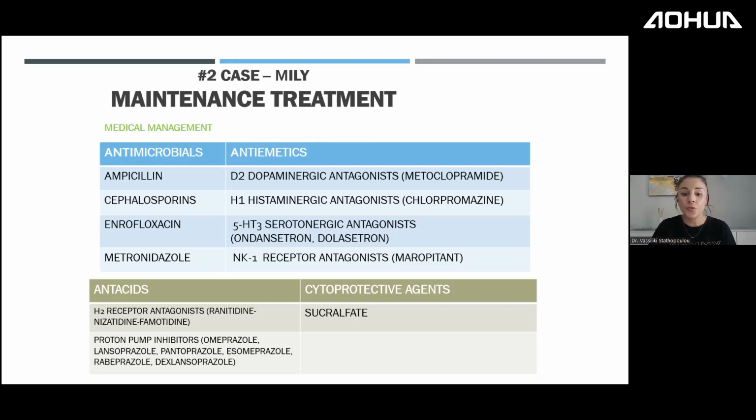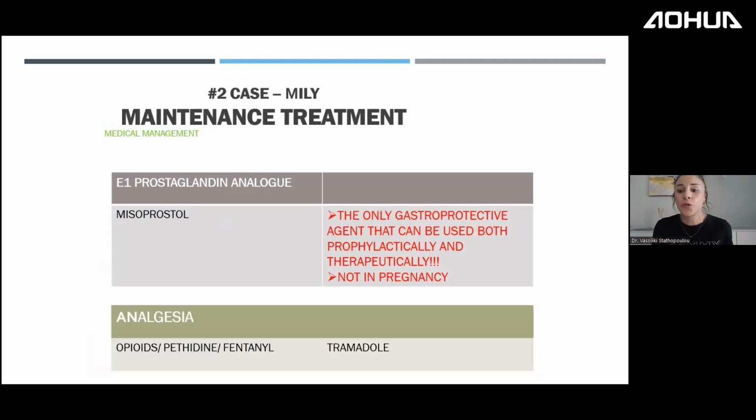Antacids and H2 antagonists, we already talked about it. Proton pump inhibitors as a treatment are the best option, even over sucralfate, and even over a combination of sucralfate with PPI inhibitors. Misoprostol is the only gastroprotective agent that can be used both prophylactically and therapeutically. Of course, you always have to be aware if the animal is pregnant or not. And if you want to do analgesia, fentanyl or tramadol are a good option as well, if you don't have opioids.